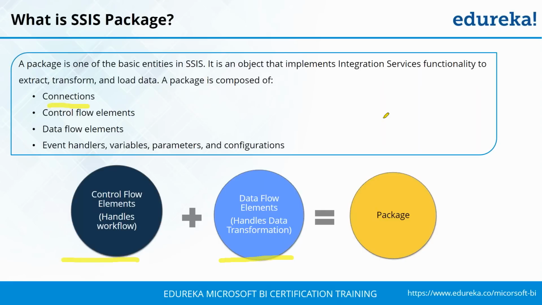All these things you can look into and configure in the package, and they will be taken at runtime. Variables and parameters: what happens in SSIS if you want to perform something using values which are coming at runtime? You can use variables and parameters, pass the values, and perform operations on them.